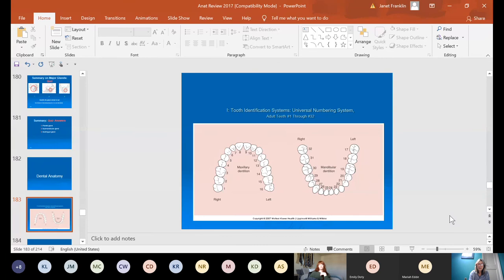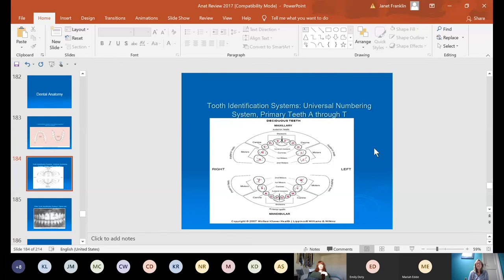Okay, tooth identification. We're going to talk a little bit about teeth. Universal numbering system 1 through 32. Universal numbering system for primary, A through T.